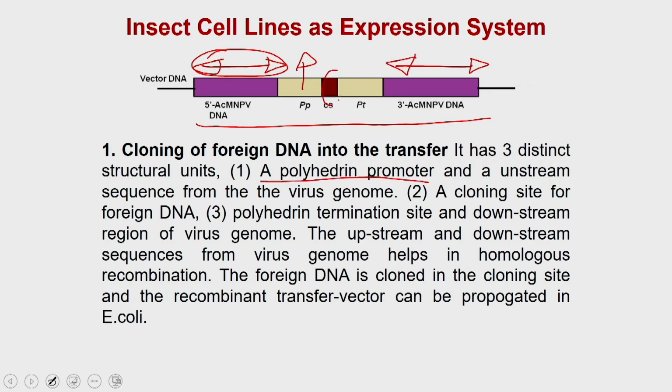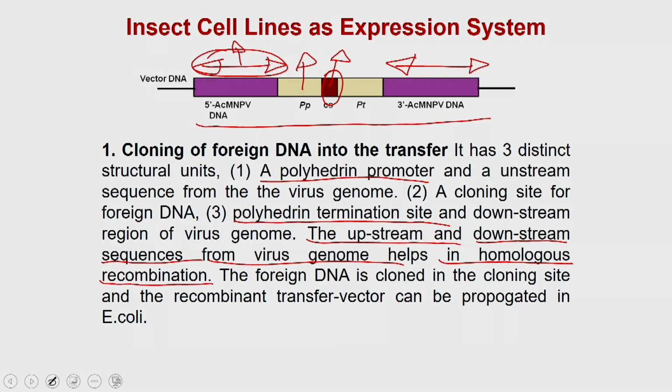Then, in front of the promoter, you have the cloning site, and next to the cloning site you have the polyhedrin termination site. So, this polyhedrin promoter is going to drive the production of the gene which you are going to clone into the cloning site. The upstream as well as the downstream sequences are required from the virus genome, and that actually helps in homologous recombination.